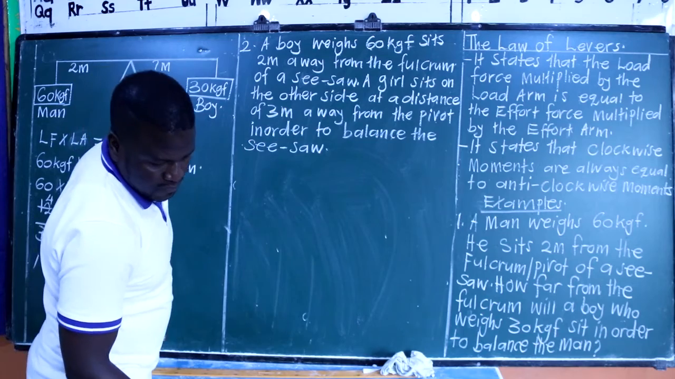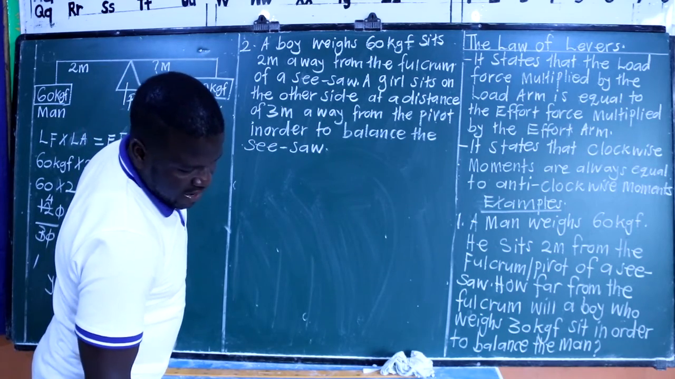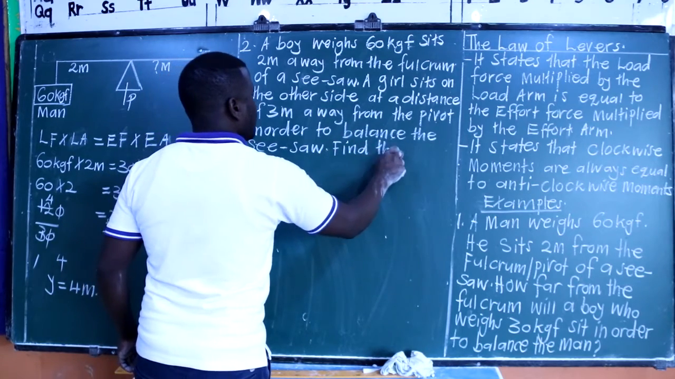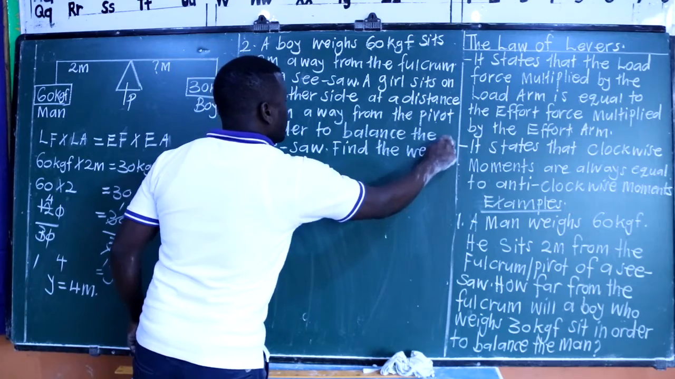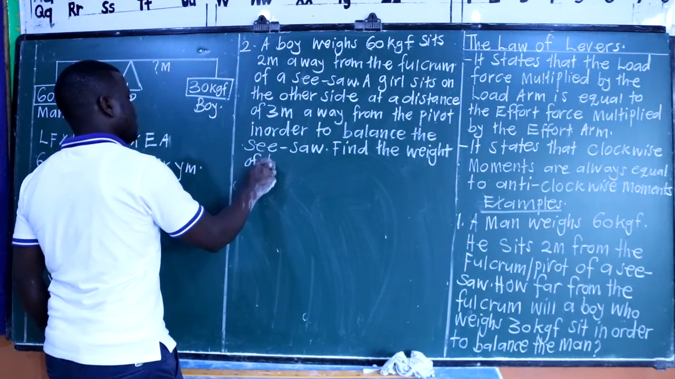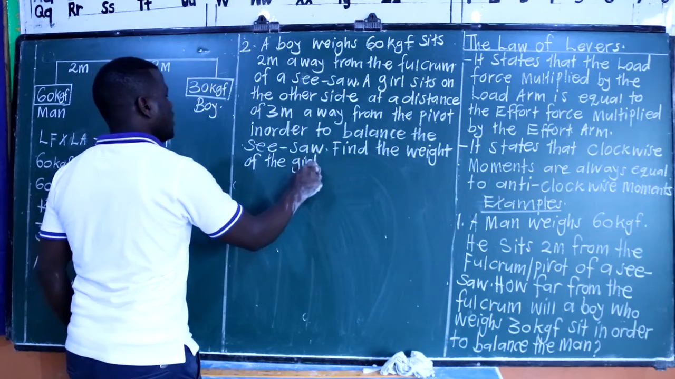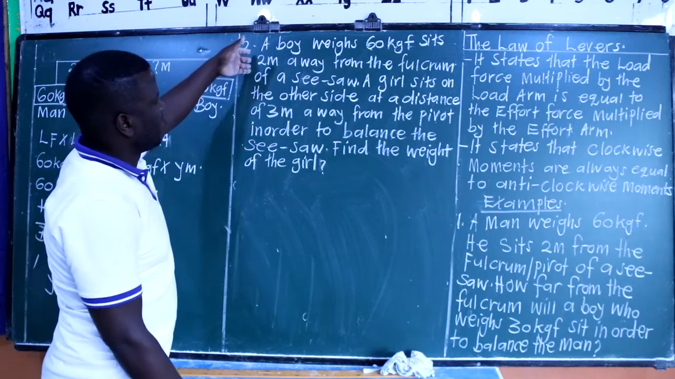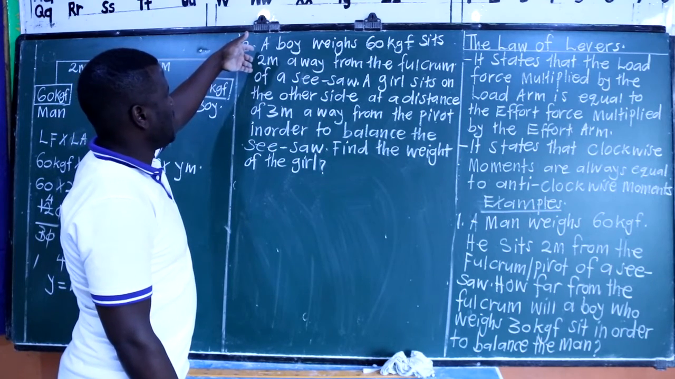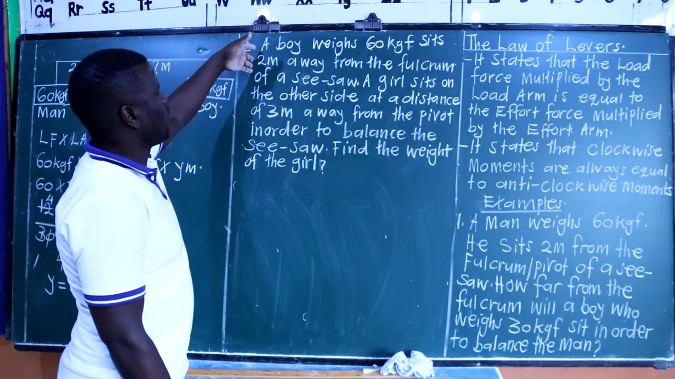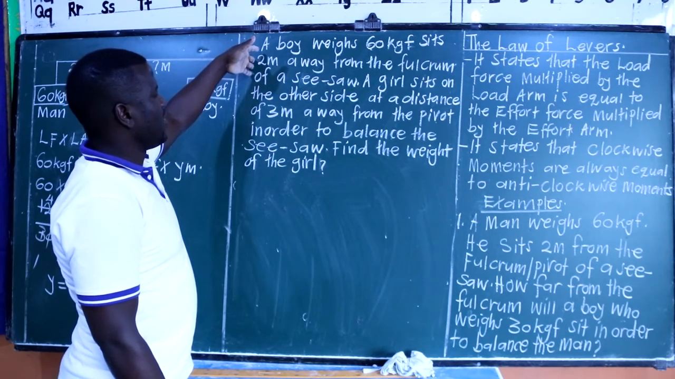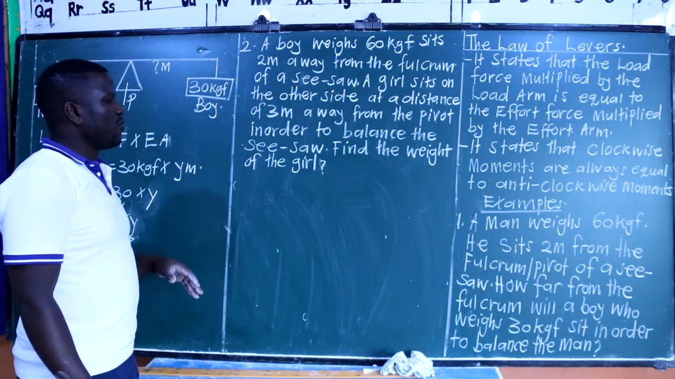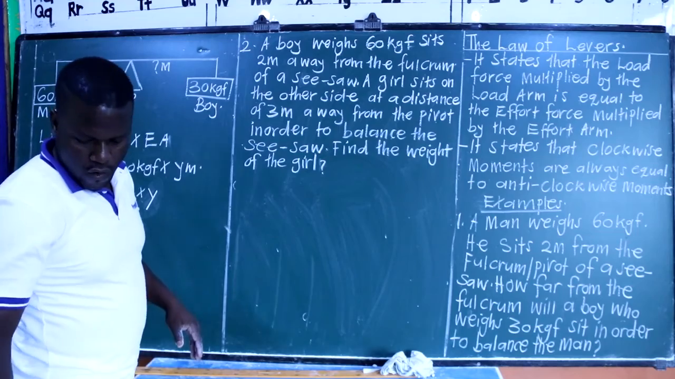So that's the question. Find the weight of the girl. Put a question mark. Now, a boy weighs 60 kilogram force and sits 2 meters away from the fulcrum of a seesaw. Then a girl sits on the other side at a distance of 3 meters away from the pivot in order to balance the seesaw. Find the weight of the girl.